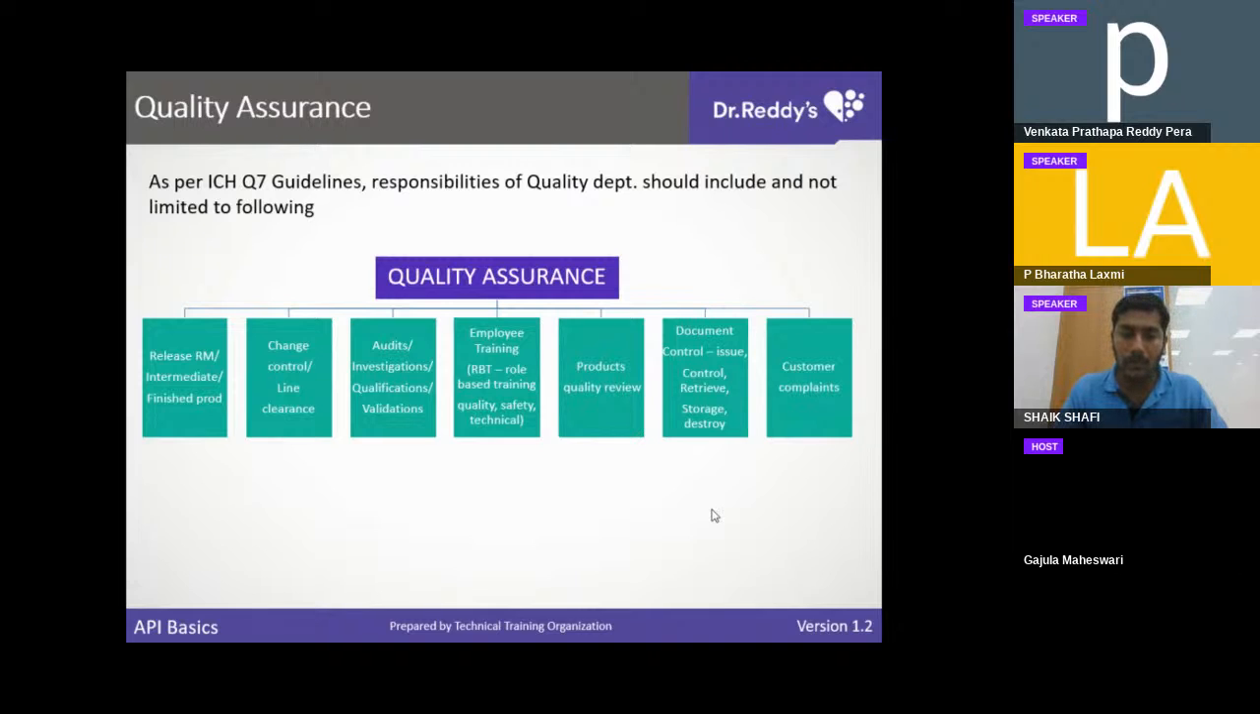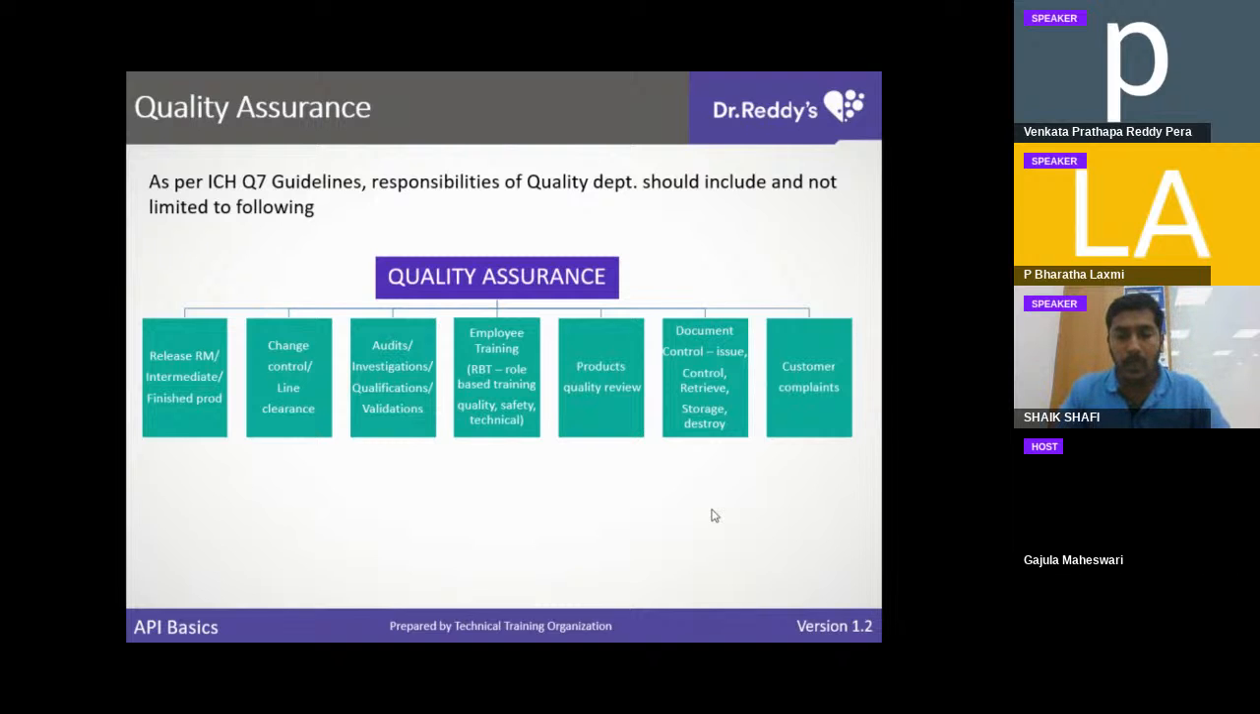Again, coming to audits and investigations. Basically, we are manufacturing life-saving drugs. Different types of authorities will come to check whether these people are doing things properly, with proper safety and quality. A lot of audits happen in API plants. And investigations: if anything goes wrong, we do an investigation to identify the root cause.